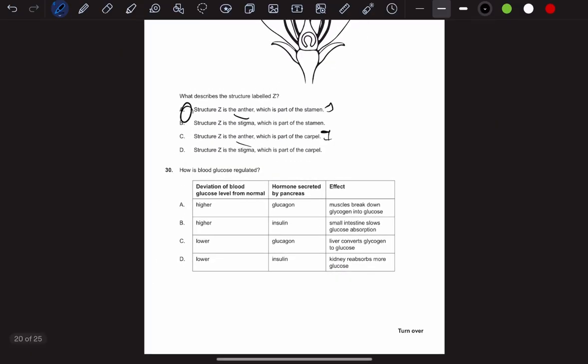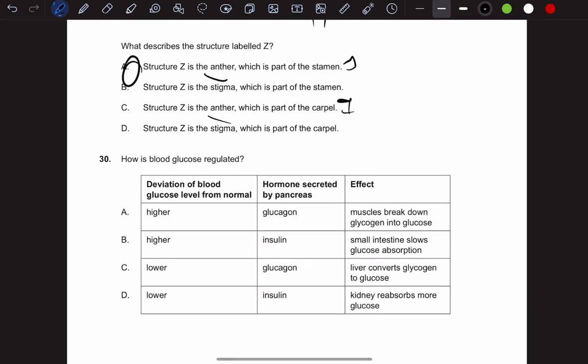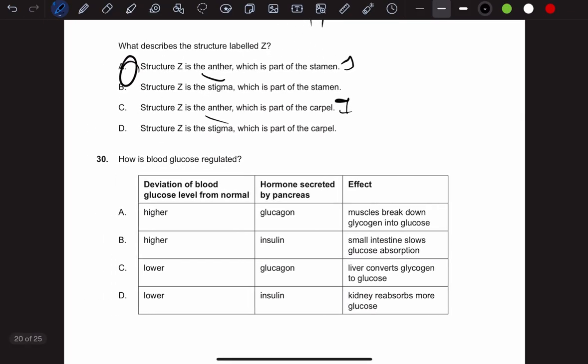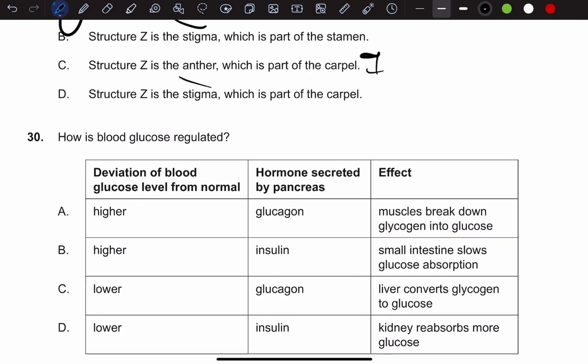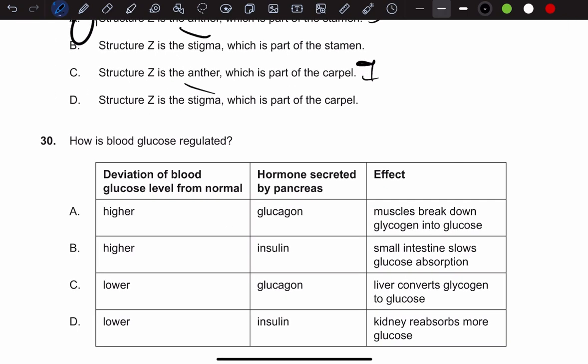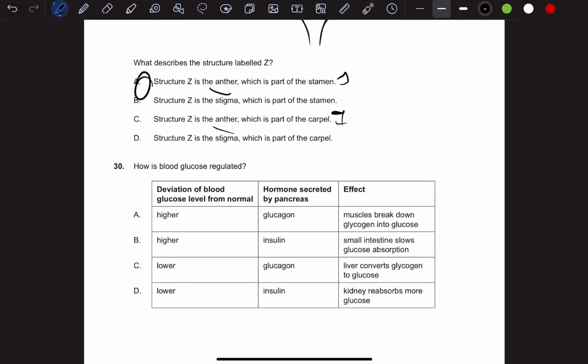30. Oh, we're breezing past. How is blood glucose regulated? Okay, C. Let's see. So deviation of blood glucose from normal, hormones. Okay, so it's the hormones secreted by the pancreas. If we're looking at a lower.